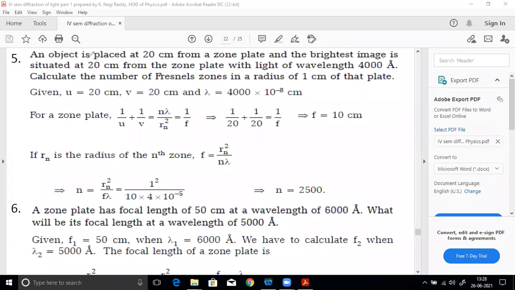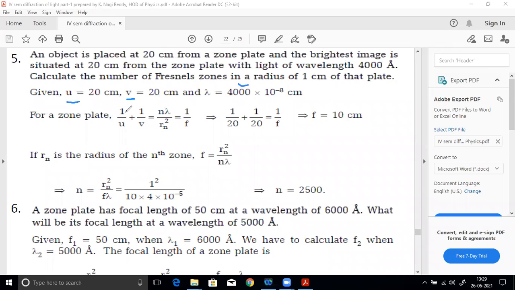Okay. So given, an object is placed at 20 centimeters from the zone plate. The object distance that you consider as u, and the brightest image is formed at the image distance v. A zone plate with light of wavelength 4000 into 10 to the power of minus 8 centimeter.